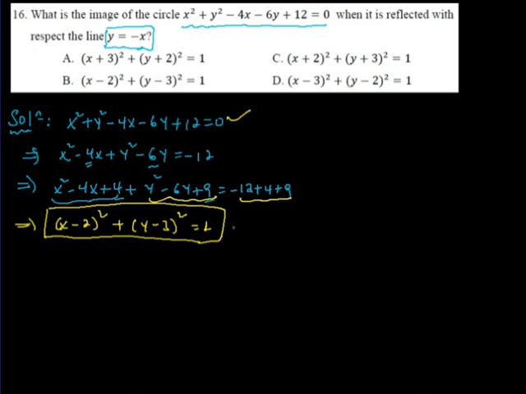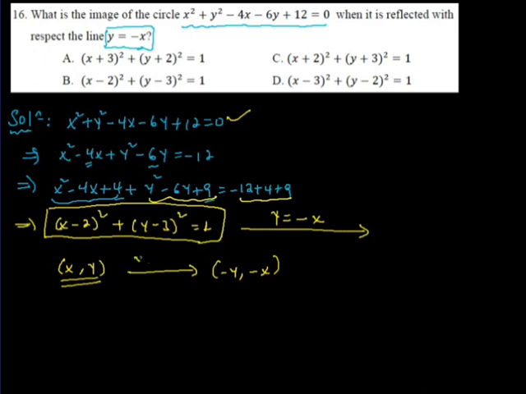So now we want to find the image of this circle after it has been reflected by the line y is equal to minus x. We know that the image of every point x comma y will be minus y comma minus x if the line of reflection is y is equal to minus x.